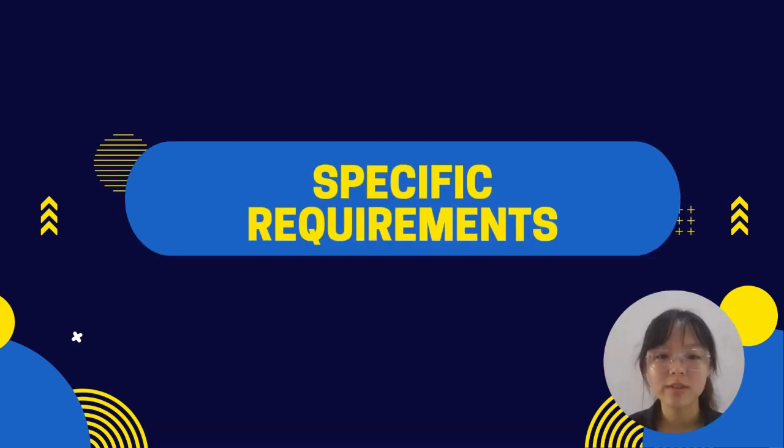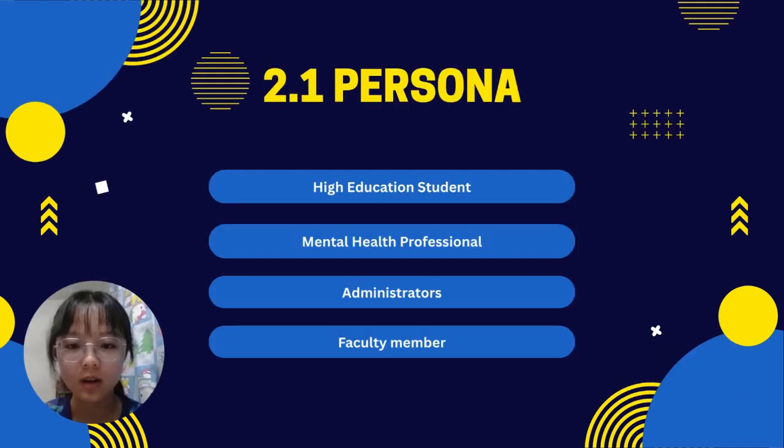Next are the specific requirements of our project. In our system, there are 4 personas. The first persona is higher education student. The second persona is mental health professional. The third persona is administrator. And the fourth persona is faculty member.